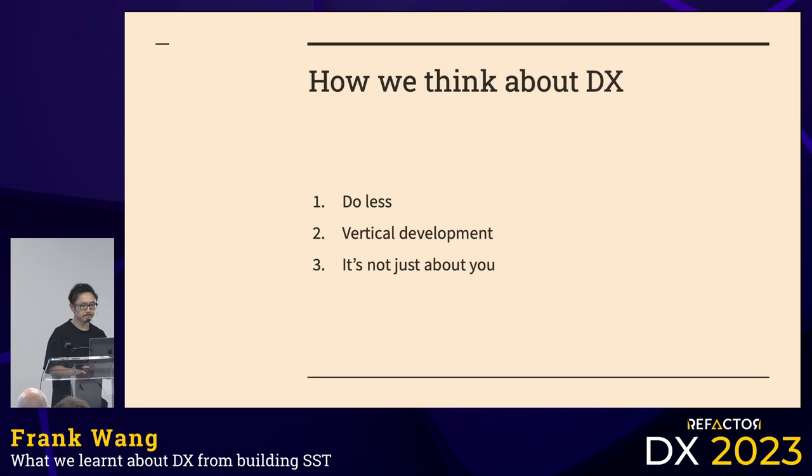So I break down what we learned into three areas. It's do less, you can tell from my slides, it's really minimal. I think the smaller the scope, the better job you can do on it. We have this idea of vertical development. There's three of us, and everyone's a developer.